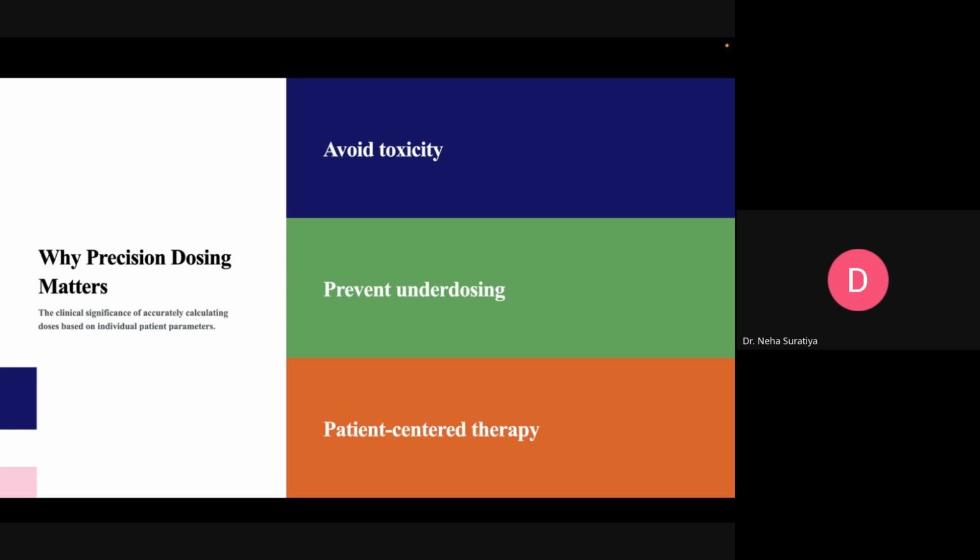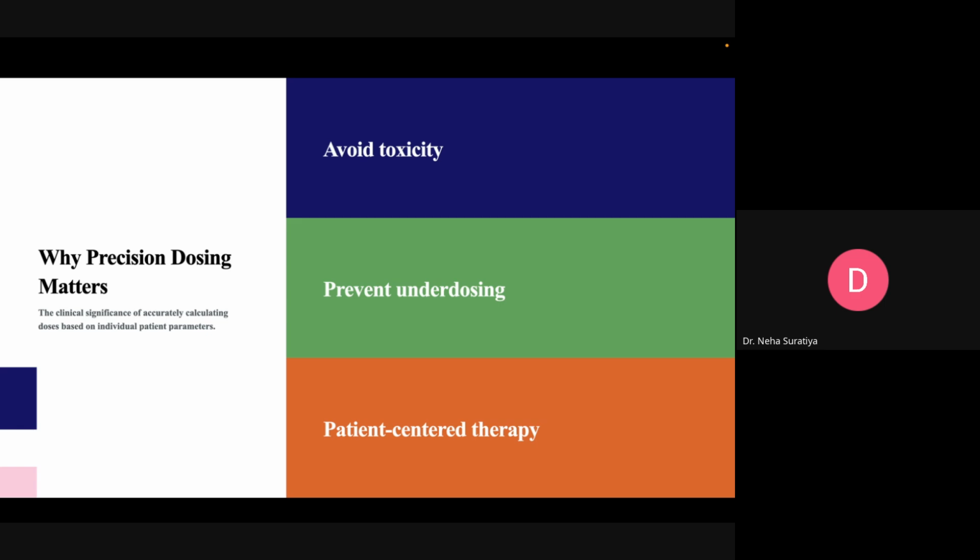I can give you an example to understand why precision dosing matters. Excessive doses of aminoglycosides can cause irreversible kidney damage. Correct. That is exactly how precision dosing matters. If you are going with aminoglycosides, you need to do a dosing calculation. And subtherapeutic doses of these antibiotics can promote resistance as well as treatment failure.